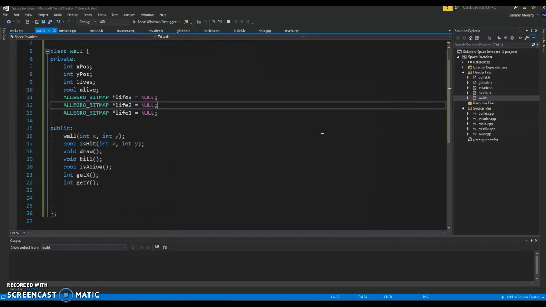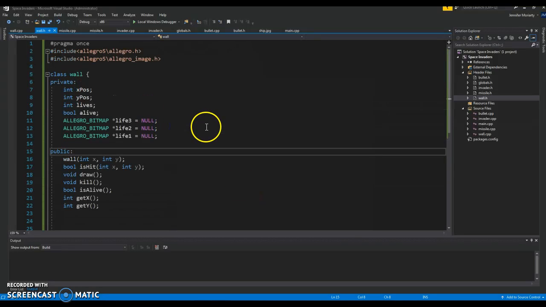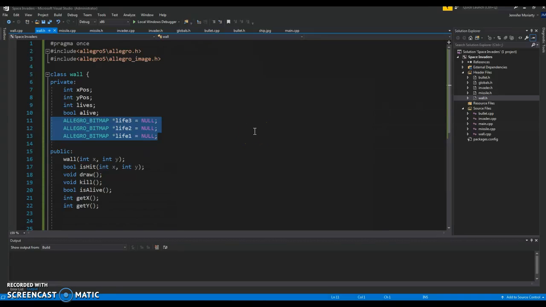It's pretty similar to bullet and missile and invader. One difference is that we do have some Allegro bitmaps. So I will show you how to load up Allegro bitmaps for your walls, and then you're going to need to go back and do the same thing for your aliens if you'd like them to actually have moving pictures. So make sure that you do include the Allegro library in this header file so you can set up Allegro bitmaps to load up later on.